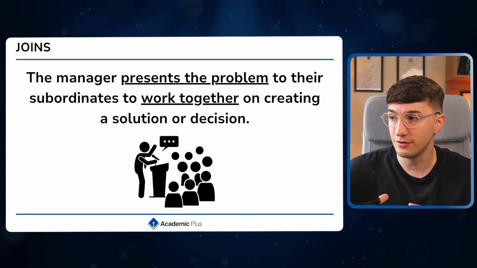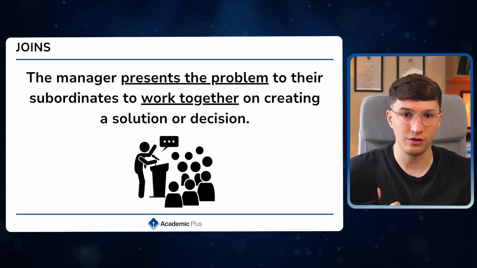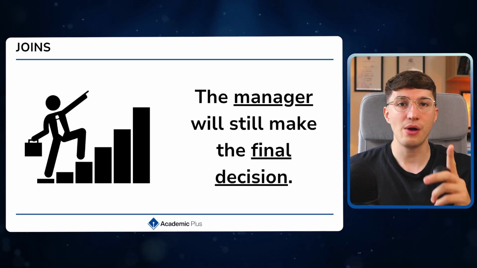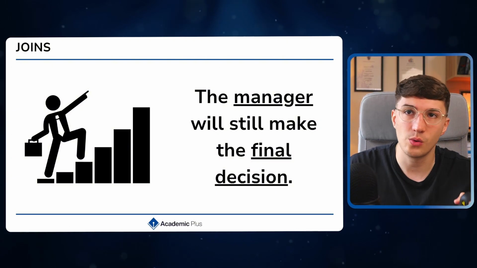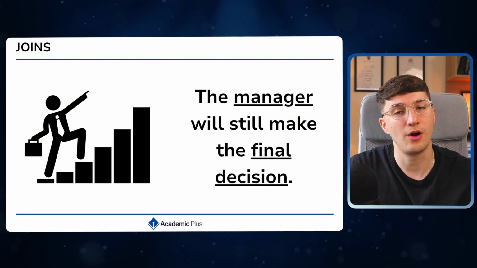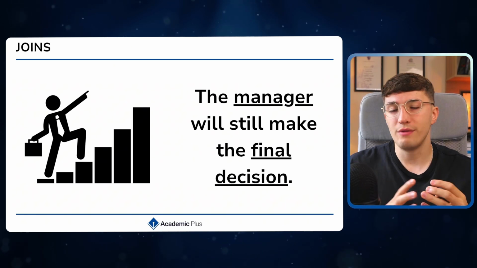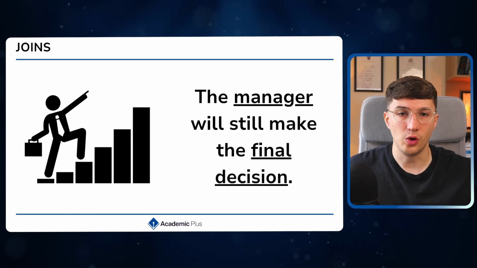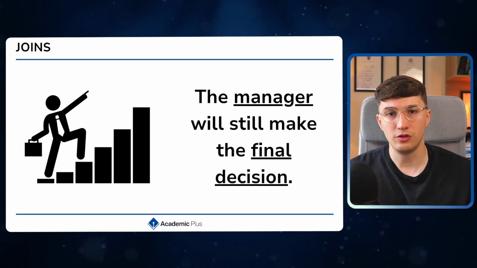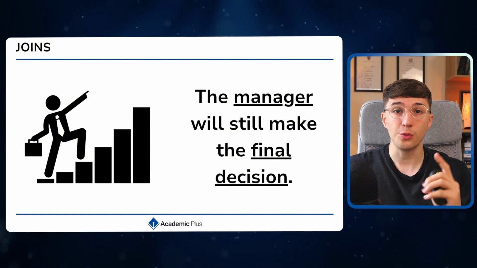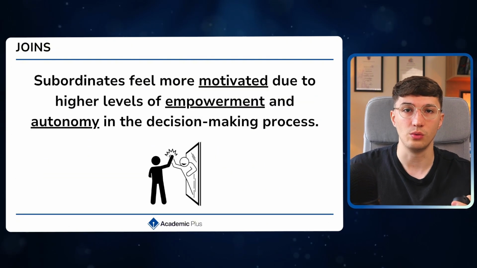It's very effective, especially when our subordinates are very skilled and they have a lot of knowledge and expertise. However, the manager, the leader, is still the one to make the final decision. So whether we've got two sets of arguments coming forward, where half of the team wants to do decision A and half of the team wants to do decision B, it's up to the manager to make that final call.